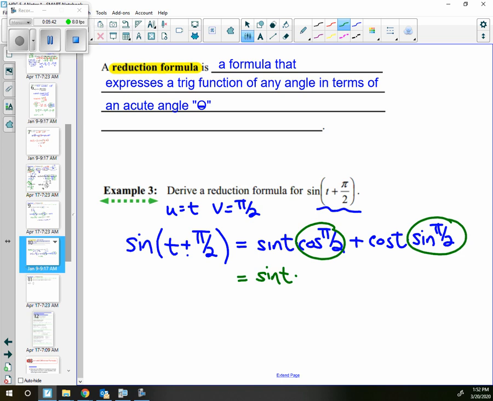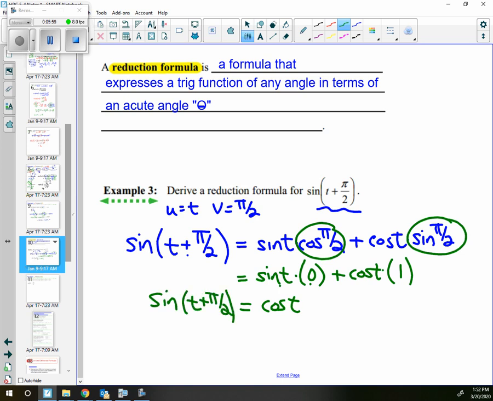So sine of t times what's the cosine of pi over 2? Well, 0. And then cosine of t times what's the sine of pi over 2? 1. Anything times 0, obviously that's 0. So we're left with just cosine of t. So this sine of t plus pi over 2, a more complicated angle, we just derived one of the cofunction formulas, is actually equal to the cosine of t. So the reduction formula, the idea is I just wrote this in an easier way. Just one single angle, just this t.